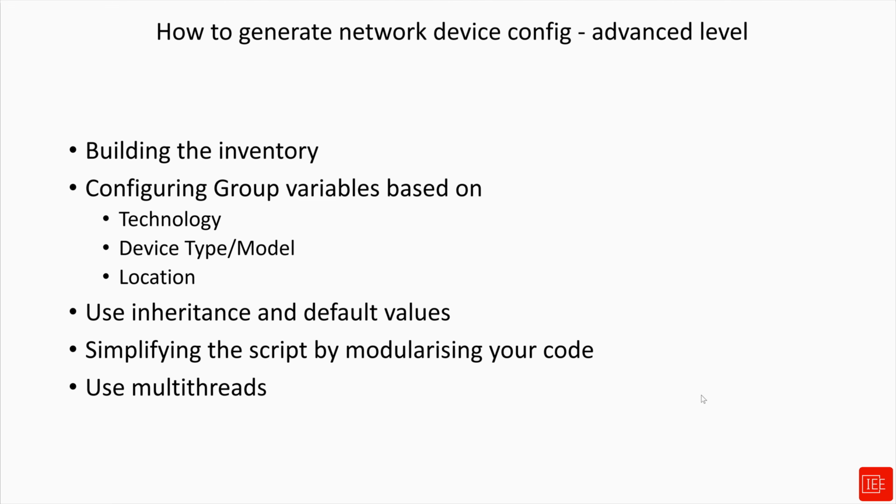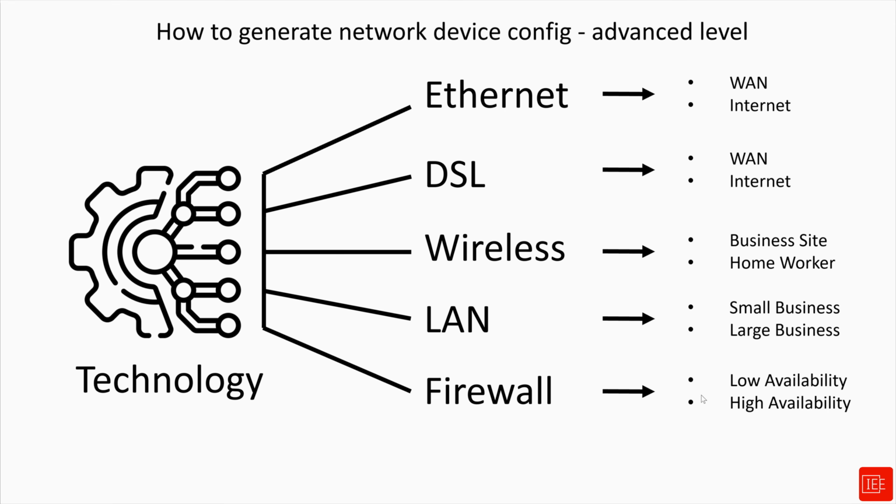Okay, to put this into context, let's imagine that the company you work for has multiple products and services that they can offer to their customers. For example, they can offer the services you see on the screen. We can see Ethernet, DSL, wireless, LAN, and security services. Each technology will have its own service catalog. For example, in the Ethernet technology, we can see that there are WAN and Internet service catalogs. The same applies for the DSL technology, so on and so forth.